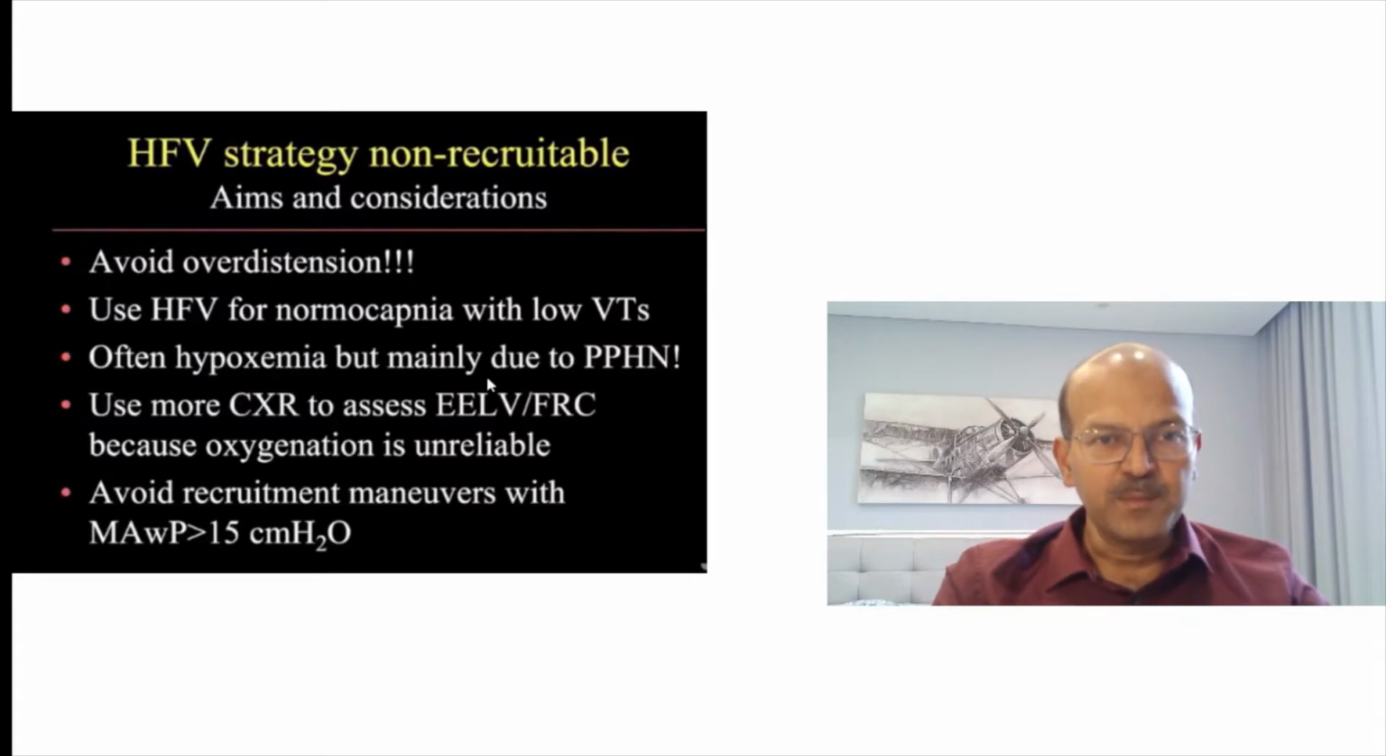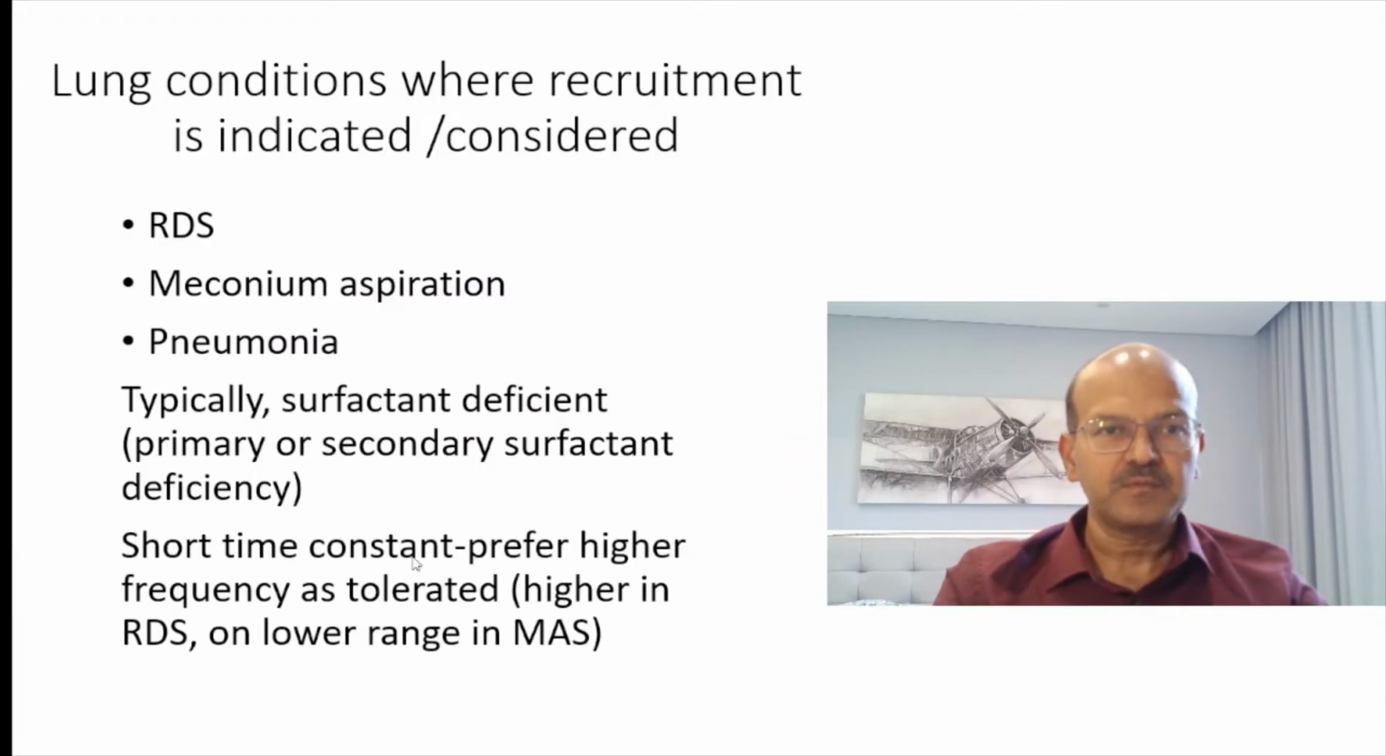These babies are often hypoxemic, and you have to adjust your oxygen targets accordingly. And most of the time it's PPHN associated, so your echo becomes important. Use the chest X-ray to assess the lung volume and the FRC, as your oxygen cannot be a good marker in these situations. Avoid recruitment maneuvers and avoid a map more than 15 if possible.